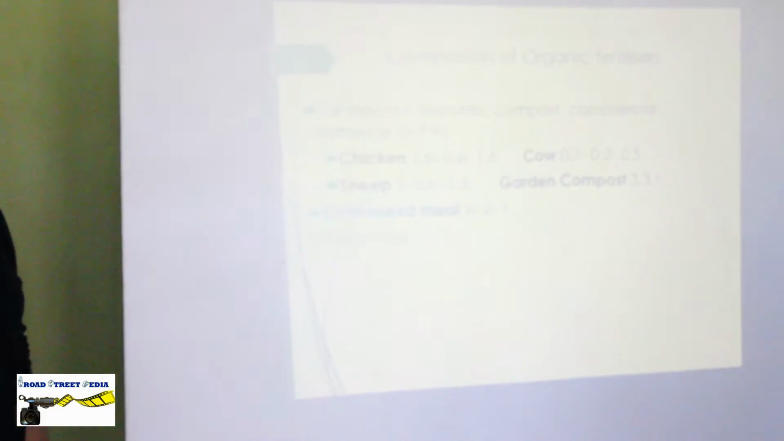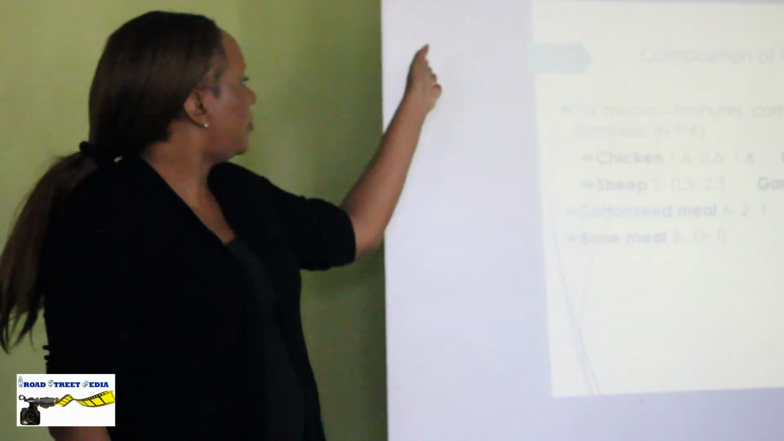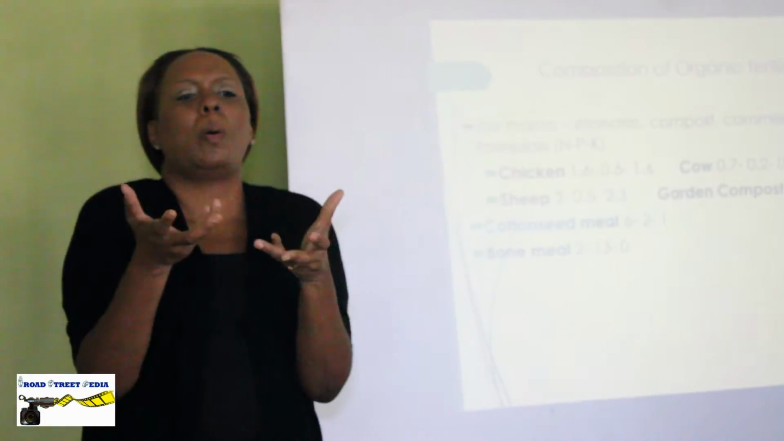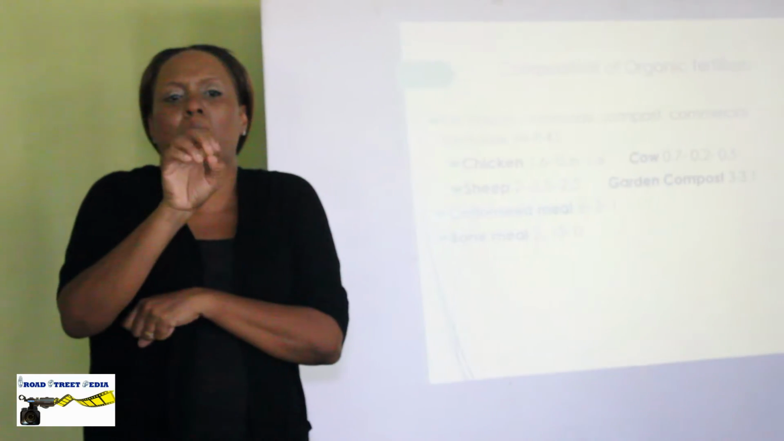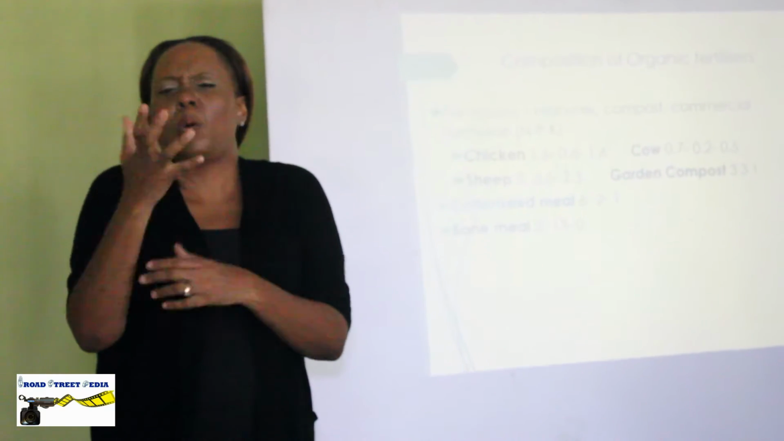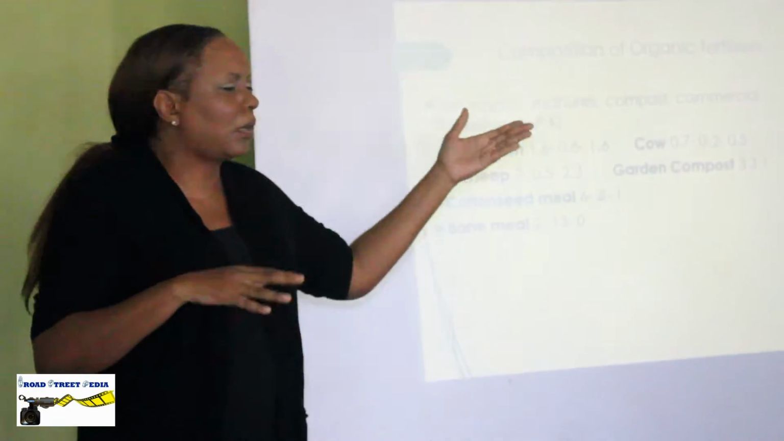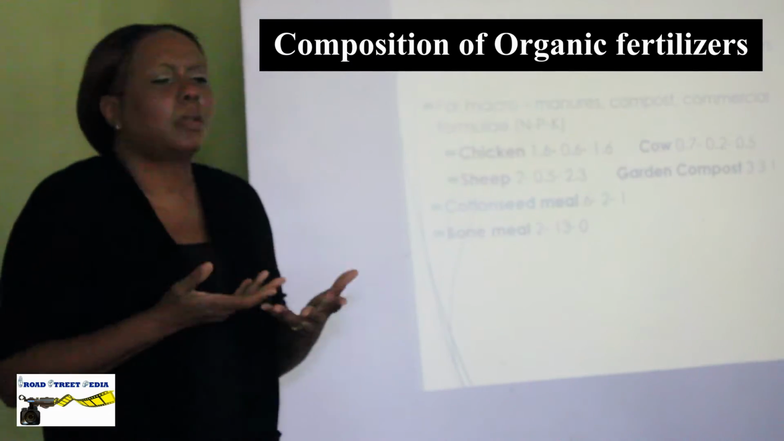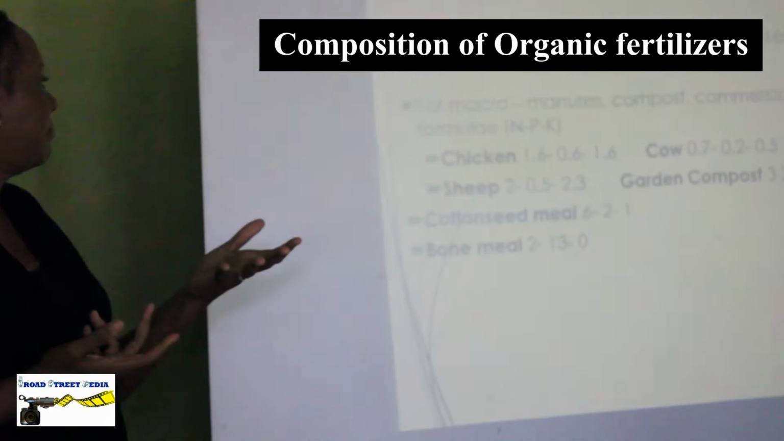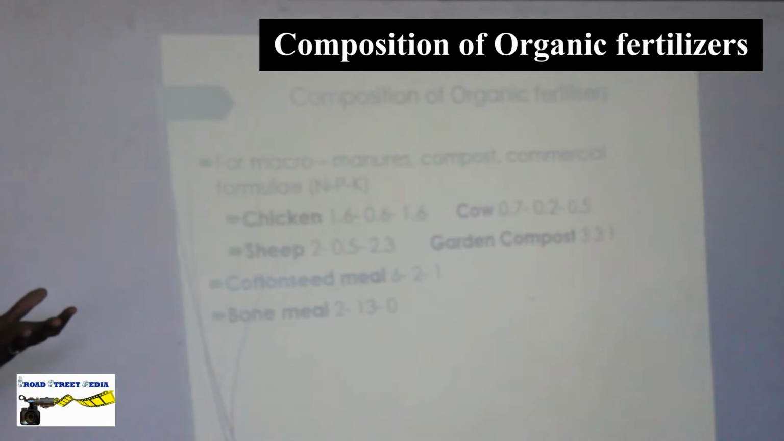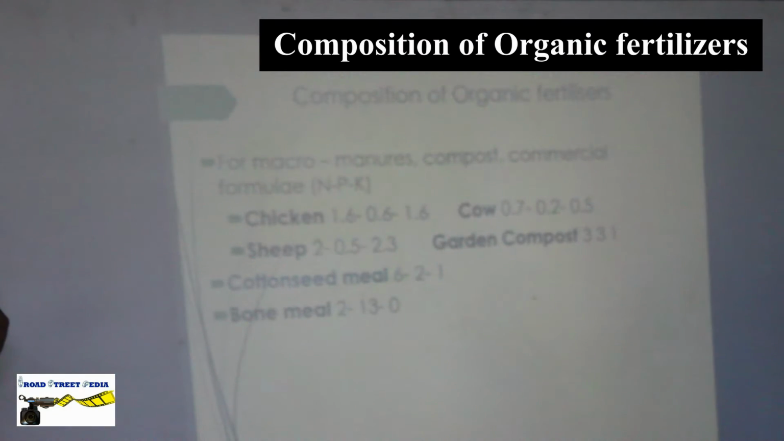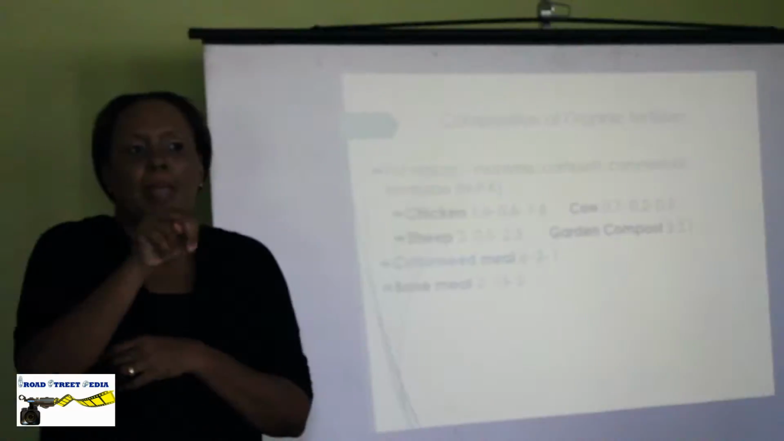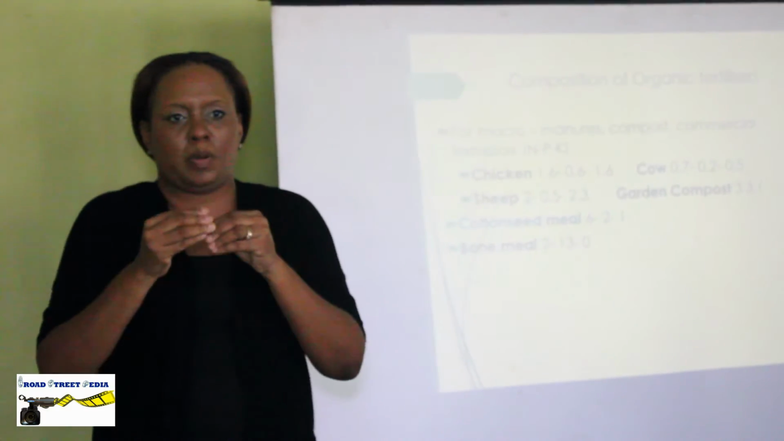Composition of organic fertilizers. As you can see, we have the same numbers here in the ratio. We have cow manure here, you see 0.7, 0.2, and 0.5. This ratio is just telling you the amount of nitrogen, phosphorus, and potassium in the fertilizer.